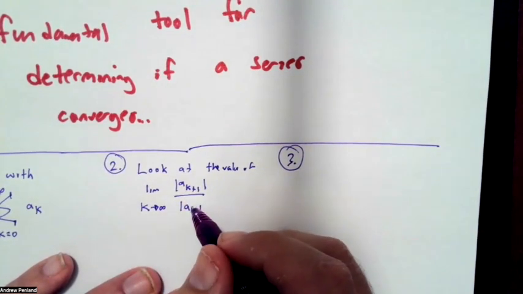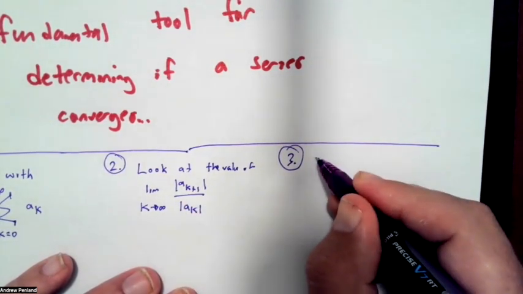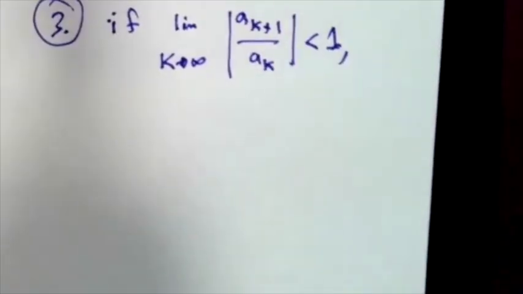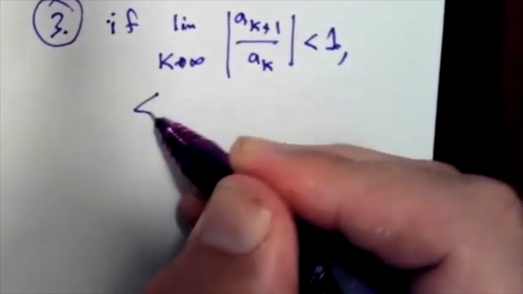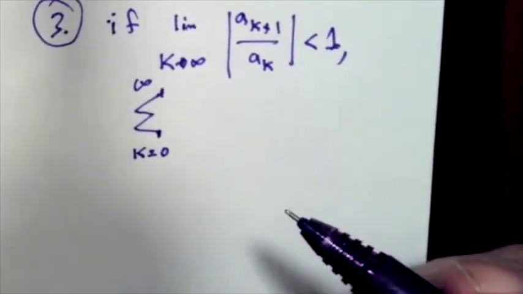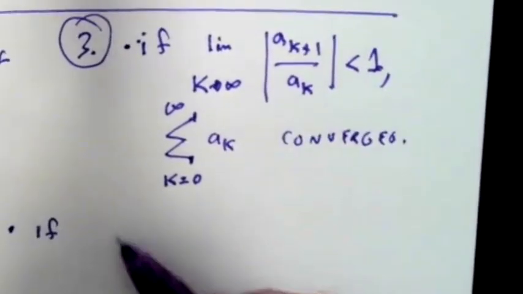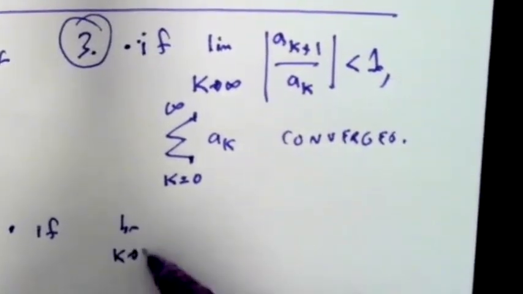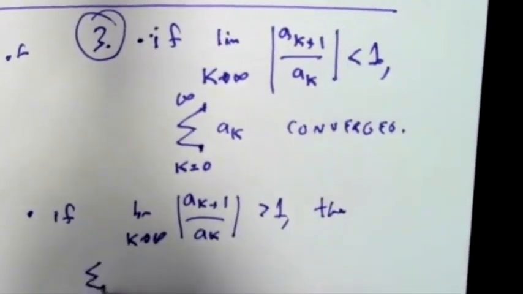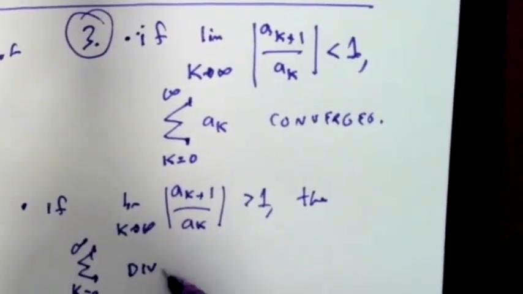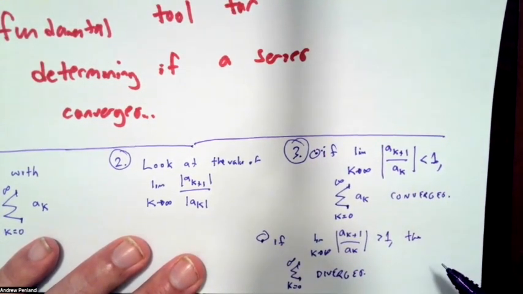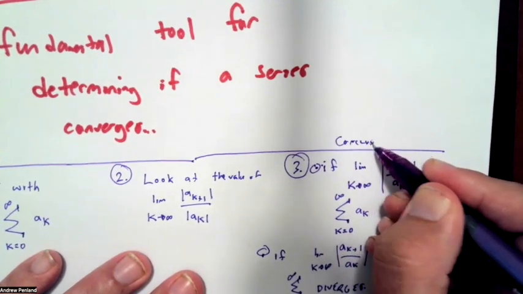And then what we look at is what happens here. If the value of this limit is strictly less than 1, including 0, then the original series that we were looking at, we know for sure that it converges. If the limit of that ratio of coefficients is strictly greater than 1, then we know that the series diverges. And there's one more case, which is what if it's equal to 1?